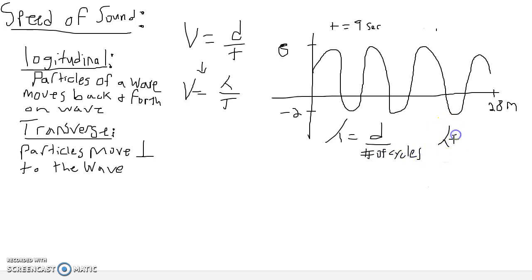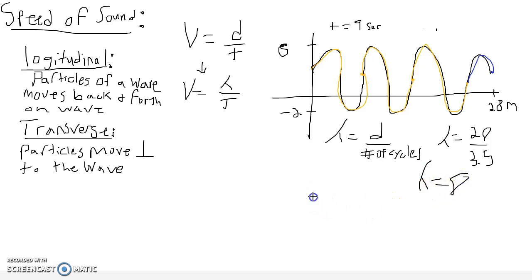So the distance, which they give us, is 28, and the number of cycles can be determined by looking at the graph. So one cycle, we can use a different color. One cycle goes from here all the way and stops right here. That's one. Another one. That's two. That's three. And then the last one is a half. So 3.5 cycles. Alright, so 3.5. So when we divide these two, we get the wavelength, which is 8.